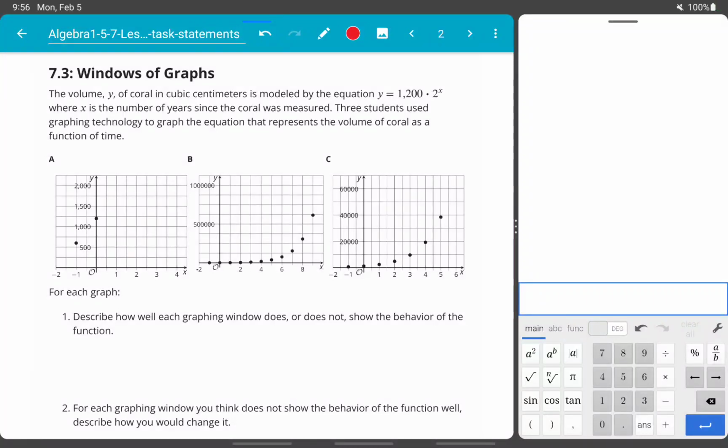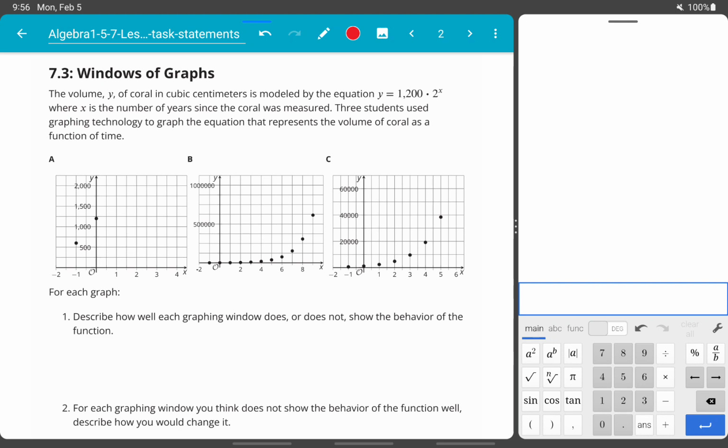The volume y of coral in cubic centimeters is modeled by the equation y equals 1,200 times 2 to the x, where x is the number of years since the coral was measured. 3 students used graphing technology to graph the equation that represents the volume of coral as a function of time. For each graph, describe how well each graphing window does or does not show the behavior of the function.